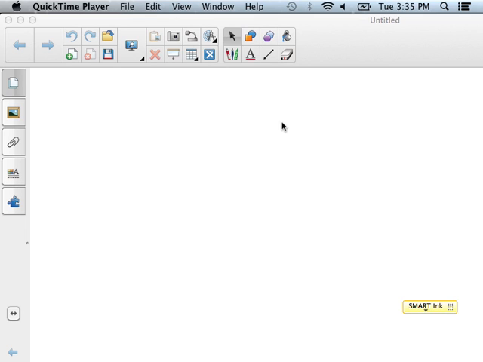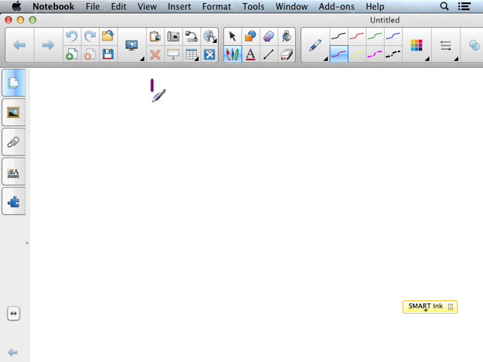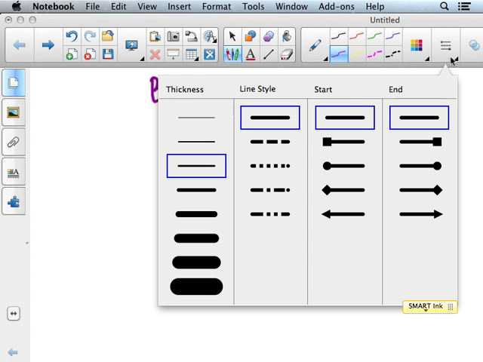All right, today we're starting our unit on circles, so we're going to begin with just some vocabulary. So we're going to title these notes Basic Terms for Circles.